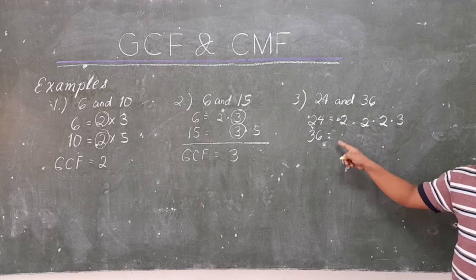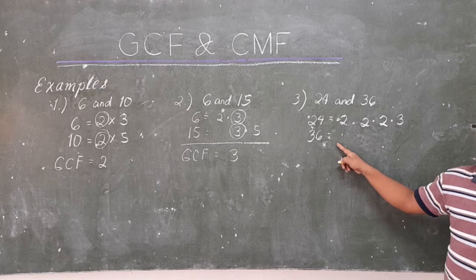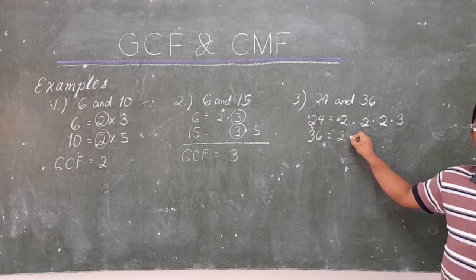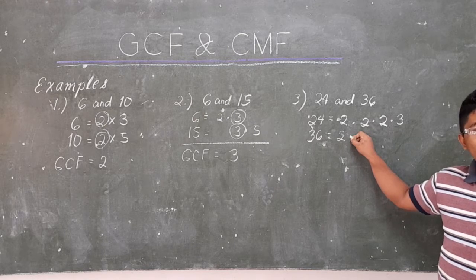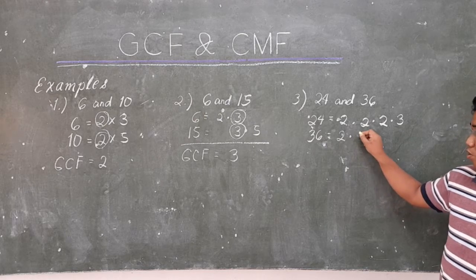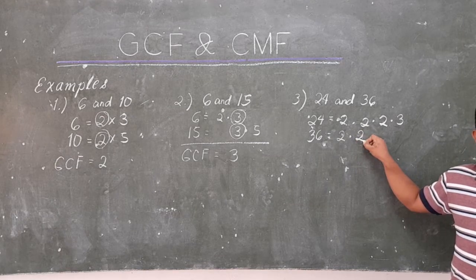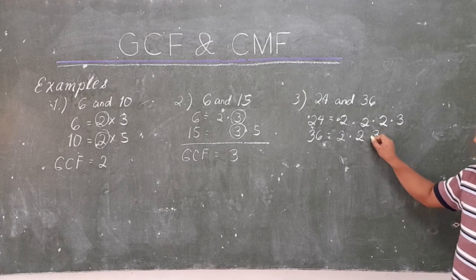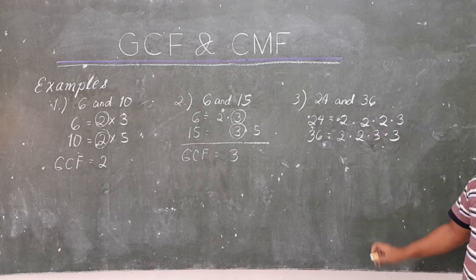Next number, which is 36. So 36 divided by 2 is possible, which has a quotient of 18. So we have to write 2. The remaining quotient is 18. So 18 can be divided by 2. It becomes 9. So 2. 9 divided by 2 cannot be, so proceed to the next prime number, which is 3. So 9 divided by 3 is equal to 3. The only prime number left is also 3. So 3 times 3. Okay?